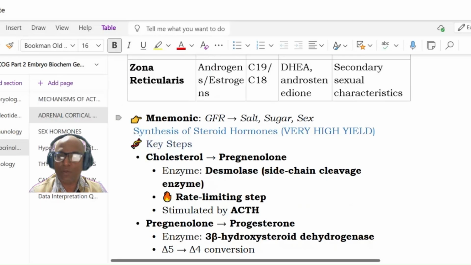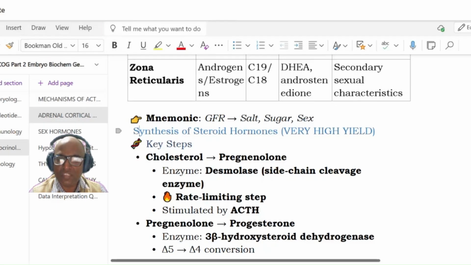So the mnemonic is GFR, from outside to inside, and it is salt, sugar, and sex. Sugar is equal to steroids also, you remember. From outside to inside, if you are asked about the source of mineralocorticoid, it will be glomerulosa. If you are asked about the steroids, it will be the fasciculata. If you are asked about the sex hormones, then it will be the reticularis. So this is the way you remember.